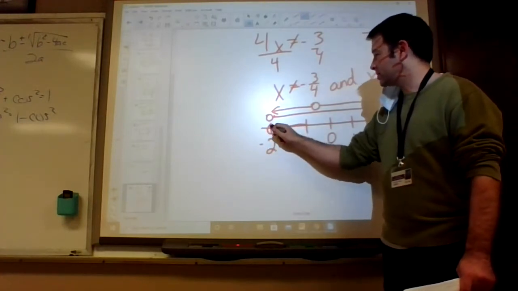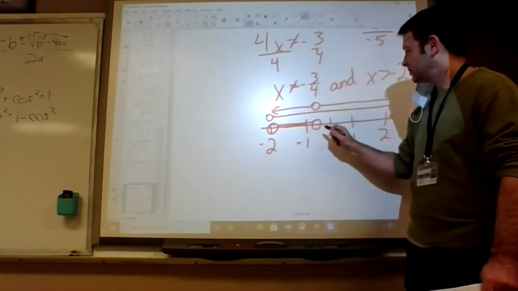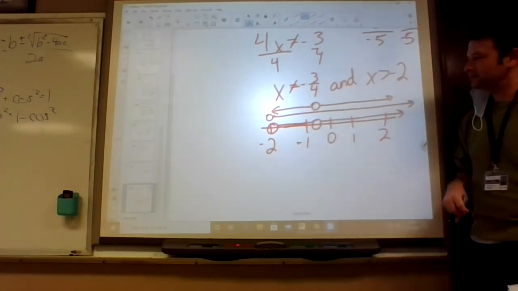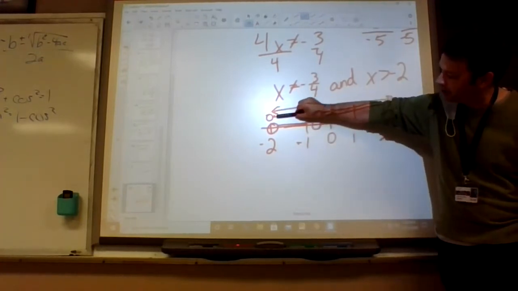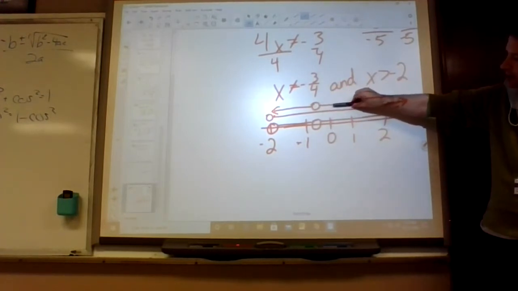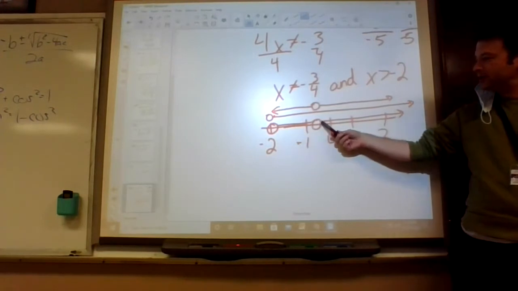I don't think we did one this hard, that's why I was kind of surprised. Don't worry, I won't put this one on the test. Okay, and is where they're both at. They're both right here in this little gap, and everything past this circle is where they're both at.